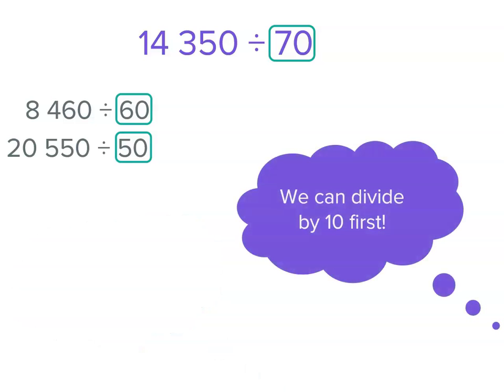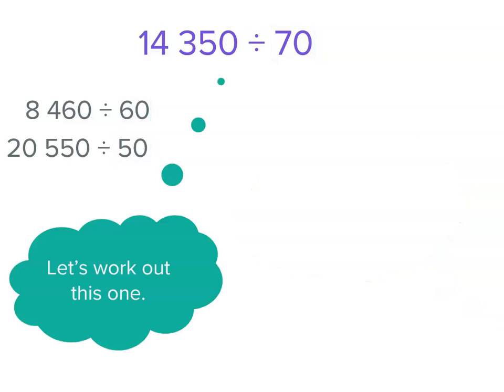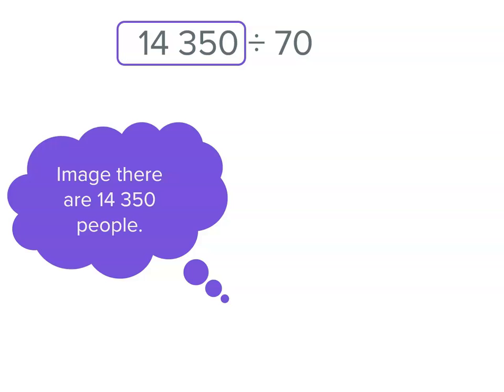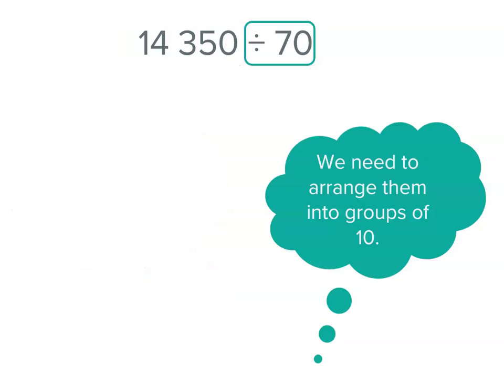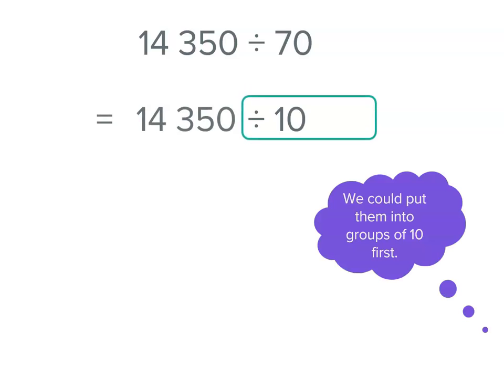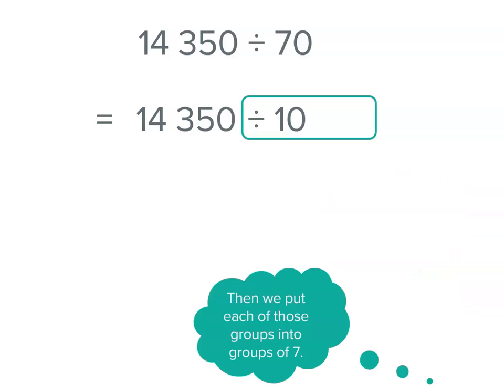We're going to divide by 10 first. Now we're going to work out this problem here. 14,350 divided by 70. Remember though, we're going to divide by 10 first. We're going to imagine there are 14,350 people. We could think of having 10 groups or groups of 10. It doesn't matter which way you think of it. I'm going to think of arranging those into groups of 10. So if I do that, that means I'm going to divide by 10 first. So to make my groups of 10, I'm dividing by 10. And then I'll divide by 7 to put them into groups of 7. So I'm going to divide by 10 to make a smaller group, and then for each of those groups, I'll divide by 7. Let's get started.